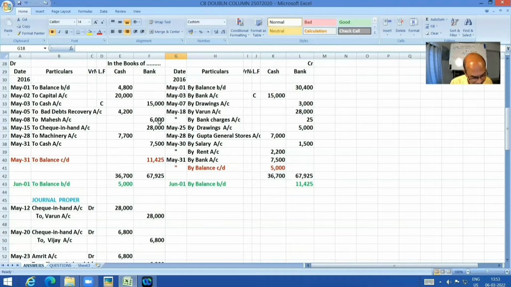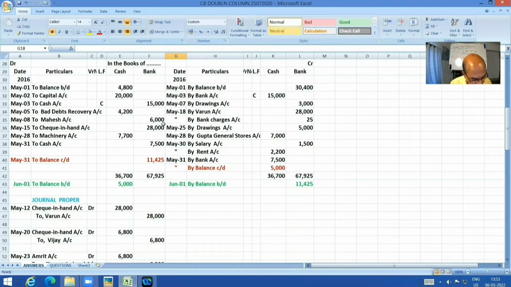Next one. Sold goods to Varun on credit. You are an expert by this time, ignore it because it is a credit sales to be routed through the sales day book only. What will be the entry? Tell me. Varun to sales. Doesn't have a place in the cash book.